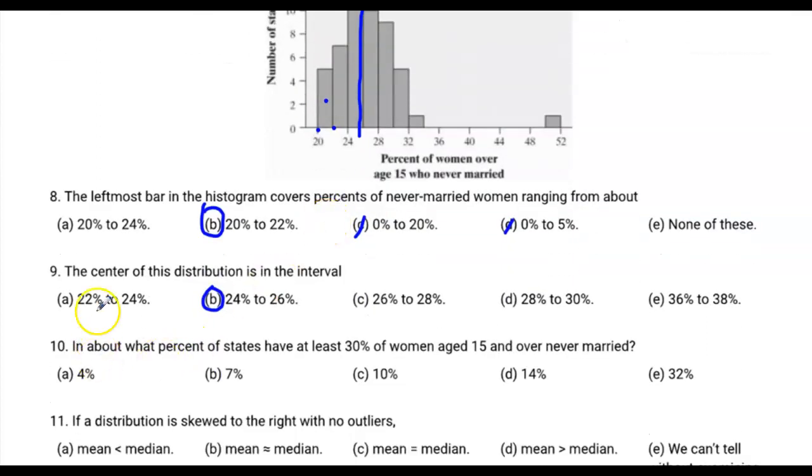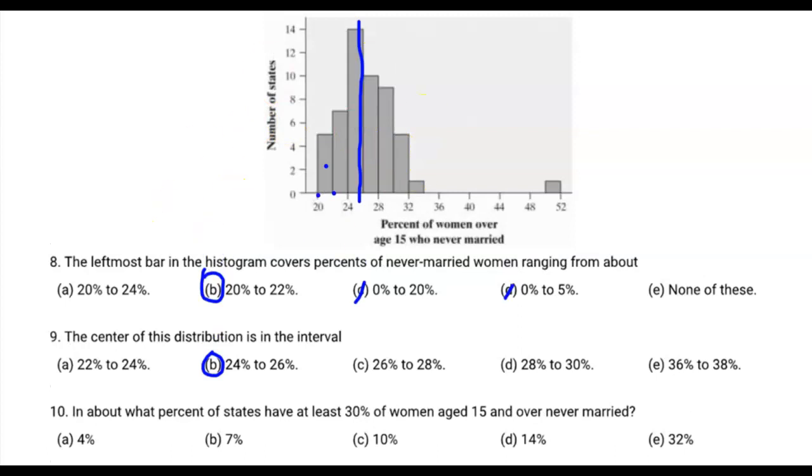Moving on to question number 10. In question number 10, it asks what percent of states have at least 30% of women aged 15 or over never married. We can look at the histogram to figure that out.